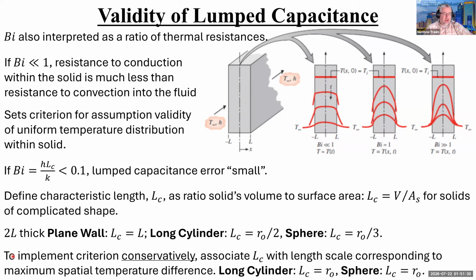And so I say here, to implement the criteria as conservatively as possible, so that you're basically assured that you've got lumped capacitance, no questions asked. You want to associate LC with a length scale corresponding to the maximum spatial temperature difference. And so for me, when I do these kinds of problems for a long cylinder, that's the radius, right?